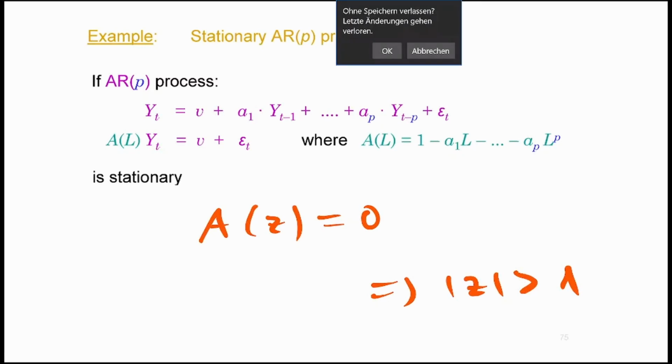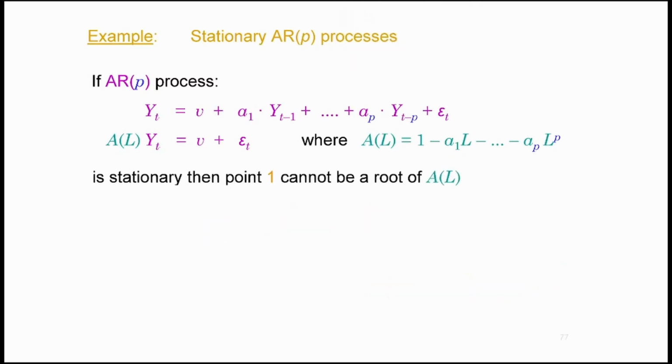So the point 1 cannot be a root of the lag polynomial. You understand that, guys? Why? Because if it was, then not every root would have an absolute value greater than 1. You understand? So this would not work. This is one conclusion: 1 cannot be a root of the lag polynomial, because if it was, then the process would not be stationary. Why? Because not every root would have absolute value greater than 1.